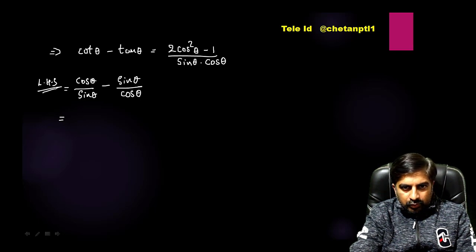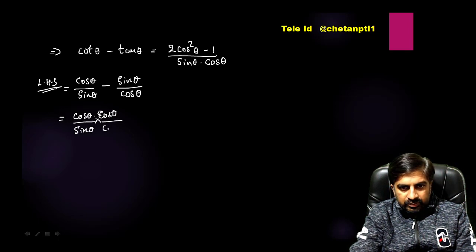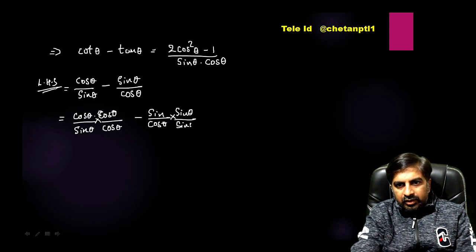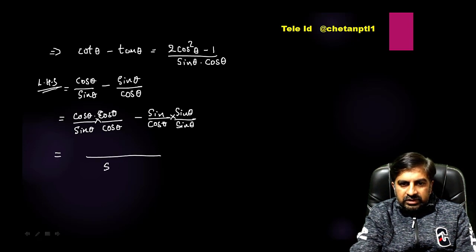Now I am going to multiply cos here and sin here. So this will be cos theta into cos theta, sorry, cos here. Let me write it down so that you can get this. I am going to multiply cos by cos here minus sin theta by cos theta. So I am going to multiply sin theta by sin theta to make our denominator the same. So our LCM is now the same, that is sin theta into cos theta. And in the numerator we got cos square theta minus sin square theta.